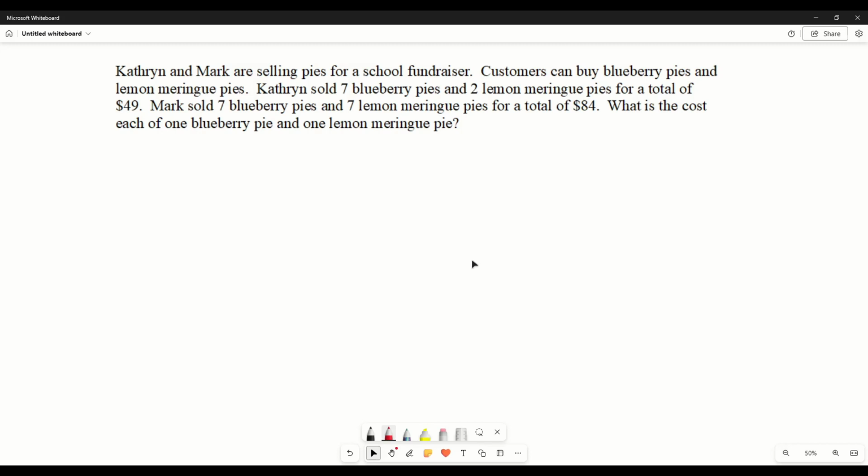Captain sold 7 blueberry pies and 2 lemon meringue pies for a total of $49. Mark sold 7 blueberry pies and 7 lemon meringue pies for a total of $84. What is the cost of one blueberry pie and one lemon meringue pie?